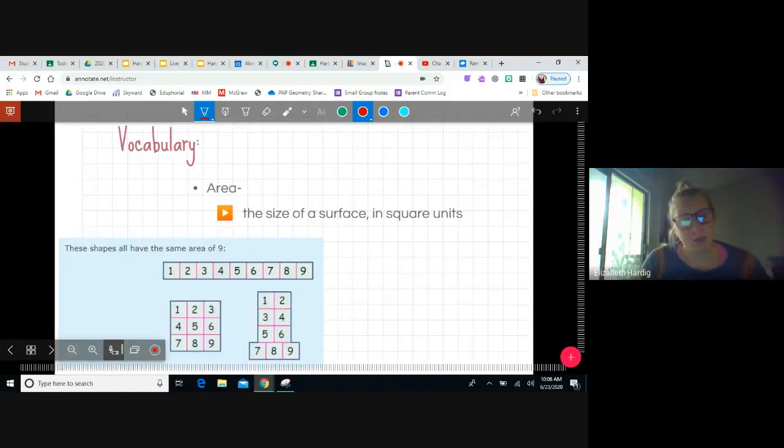Our next vocabulary word is area. Area is the size of a surface in square units. It's how much space a 2-dimensional object takes up.